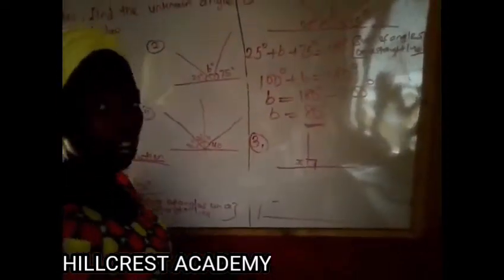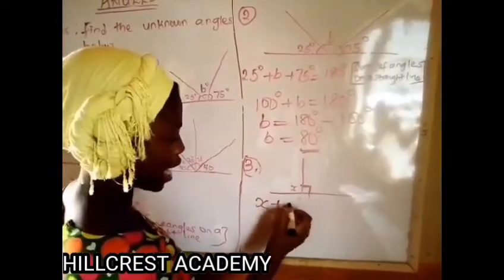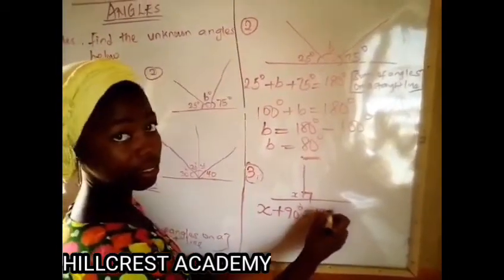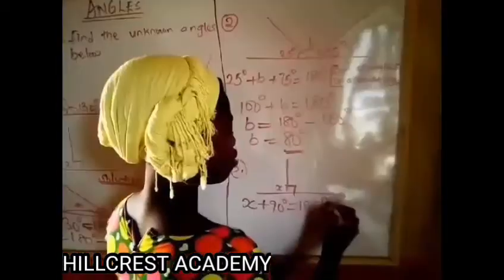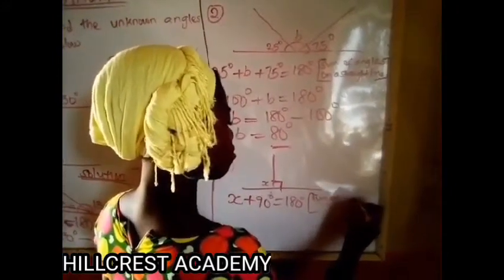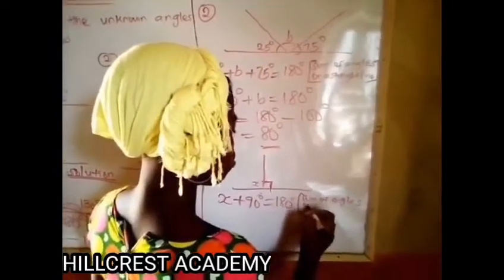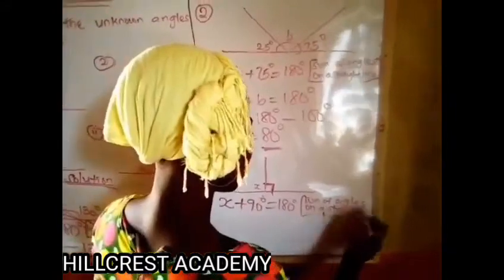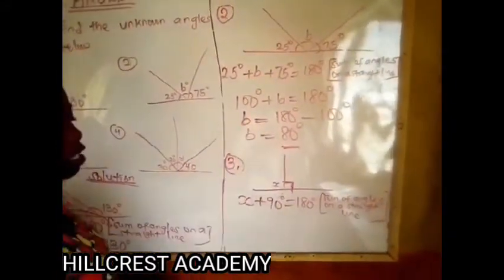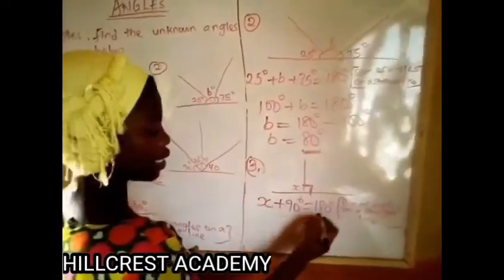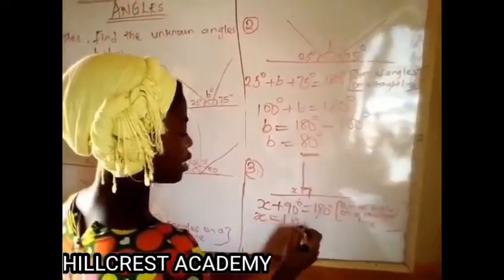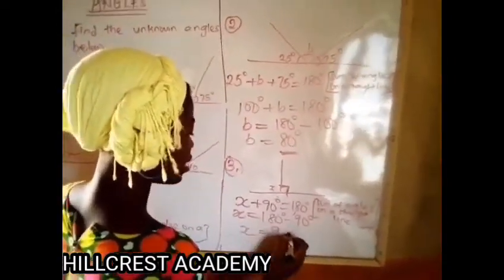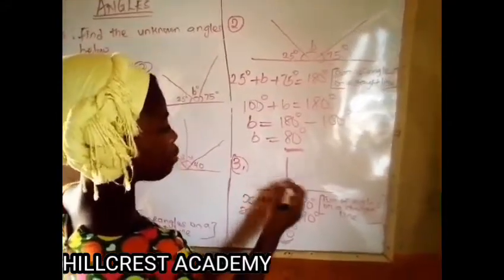Do you understand? Such that x plus this 90 degrees, I must have 180 degrees. So what's the reason? Sum of angles on a straight line. Now, to make x the subject of the formula, I bring 90 here. So x is now equal to 180 degrees minus 90 degrees. So my x here is also 90 degrees. So 90 plus 90 is 180.